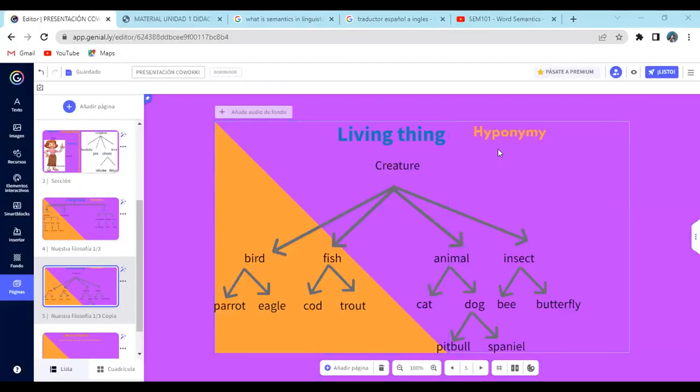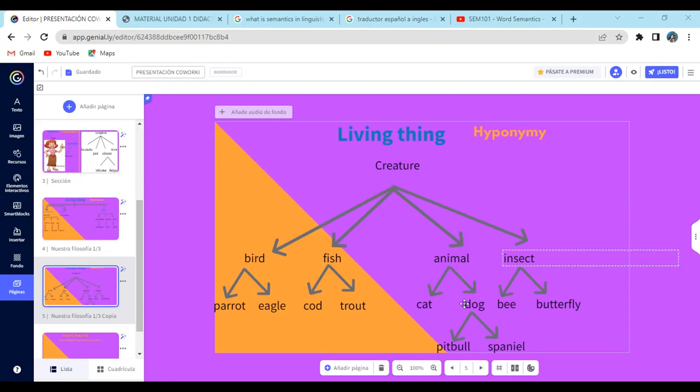Okay, here we have the last example that I was explaining to you, about hyponymy. When we create different kinds of diagrams and we want to describe a word, a sentence, as you can see here. We have here animal, but I am describing a specific animal. We have here cat, and we have here dog, because I am talking about animals. Here, insect. We have bee and we have butterfly.